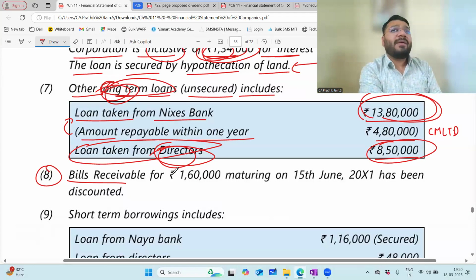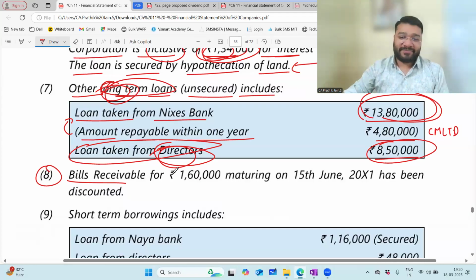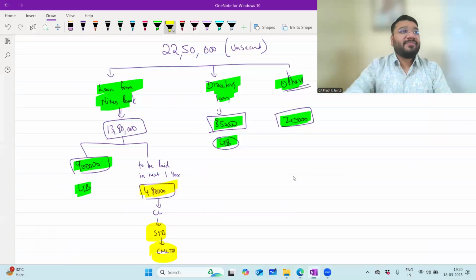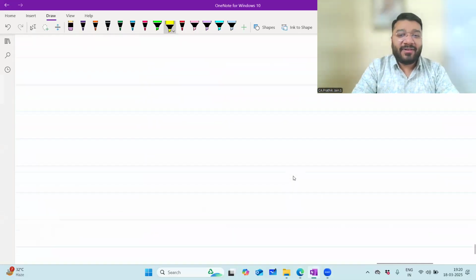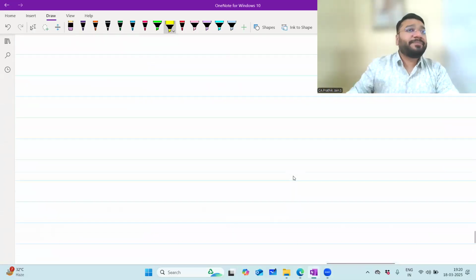Okay, so why is it a contingent liability? In case? Very good. I'm proud of you, Balaji. Now, rightly said by people. Listen, listen, listen.